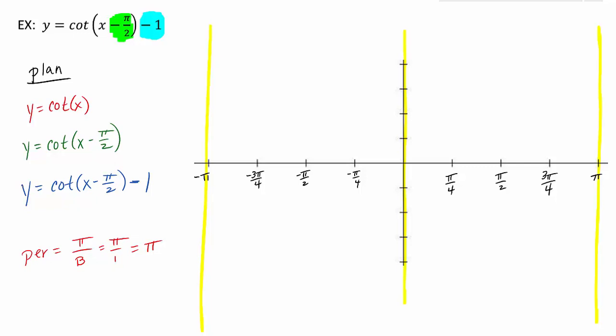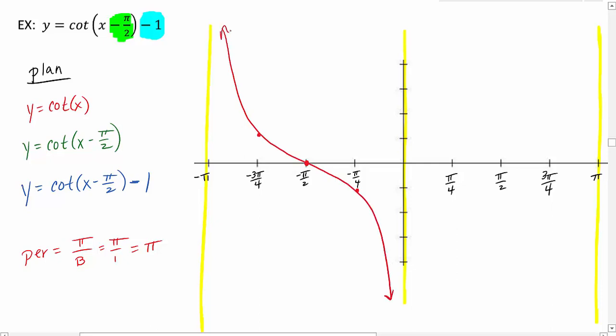Okay, cotangent. At the first quarter point, we are at A. A is 1 for us. At the middle point, we're at 0. And at the third quarter point, we're going to be at negative A. There's our cotangent. Let's do another period. First quarter mark, we're at A. Midpoint, we're at 0. Third quarter point, we're at negative A. So there's y equals cotan of x.